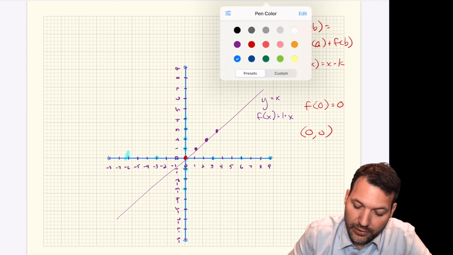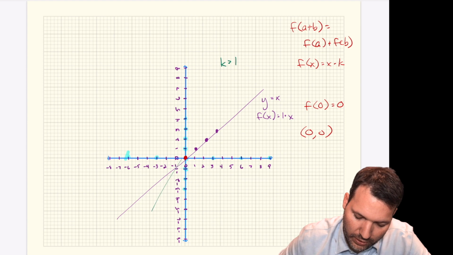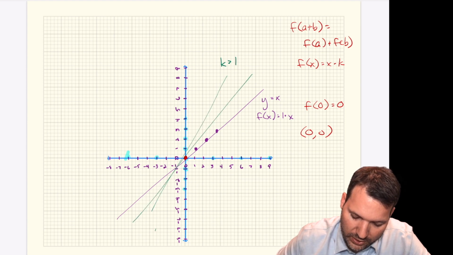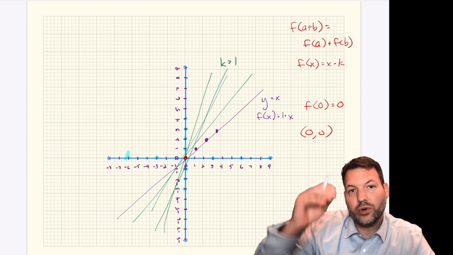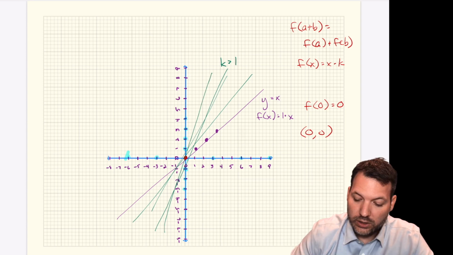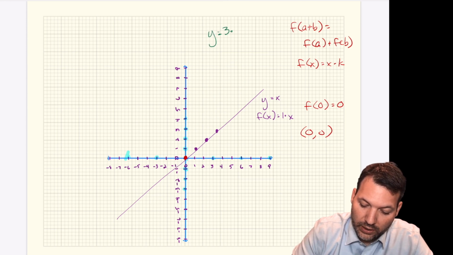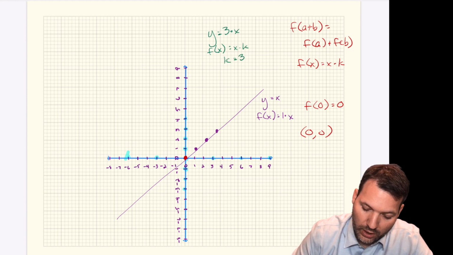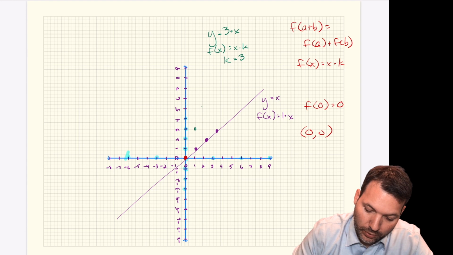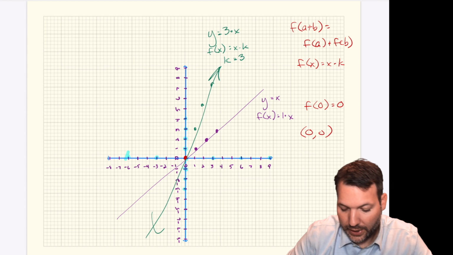All of the k values that are greater than 1 end up living in this area here, where I am scaling that second number line in such a way that it's going to stretch this line upward. So something like y equals 3x would be analogous to this new function f of x equals x times k, where k is equal to 3. And so that's going to produce 1, 3, 2, 6, 3, 9. And so I get a nice steep line like that.